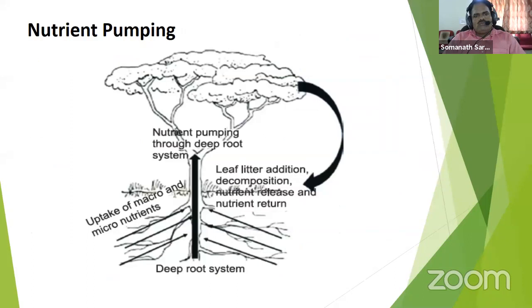Next one is nutrient pumping. It is a very important aspect because some tree species have a deep root system, while others have a spreading root system. When leached nutrients go into the deeper soil layers, tree species with deep root systems can absorb such leached soil nutrients and bring them back to the soil surface and make them available to other annual crops. So nutrient pumping is a very important aspect for improving soil health.